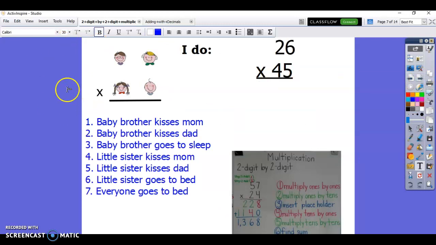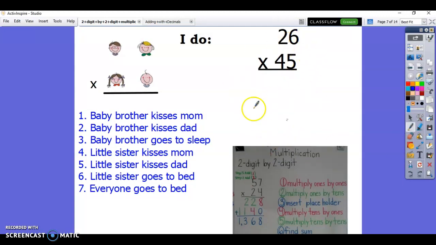So here we're going to go through the same steps, thinking about baby kissing mom, baby kissing dad. Then baby goes to sleep as a 0, resting his head, good night. Then we're going to go sister to mom, sister to dad. We're going to use our steps that we did yesterday and go through the same steps. I am going to use the acronyms as my voice to be able to talk over these.